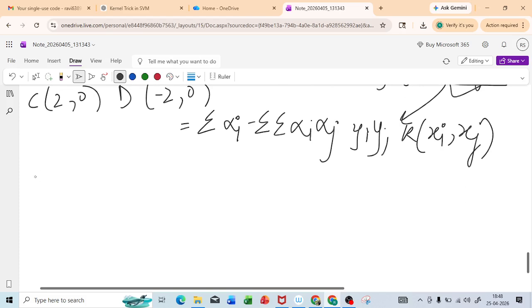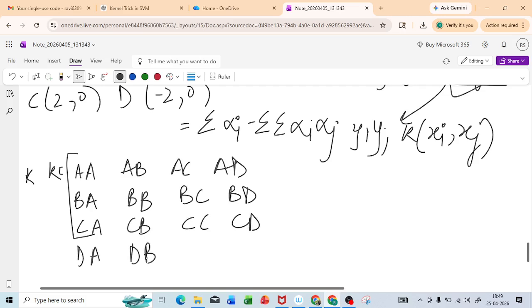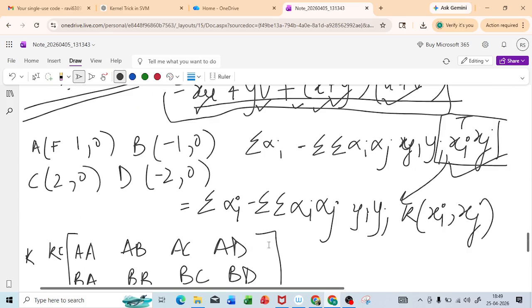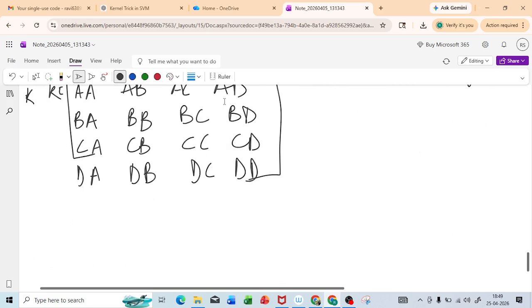Now let's talk about what happens when we write this. The kernel matrix becomes: AA, AB, AC and AD; then BA, BB, BC, BD; then CA, CB, CC, CD; and then DA, DB, DC and DD. So for all these points we need to calculate this.